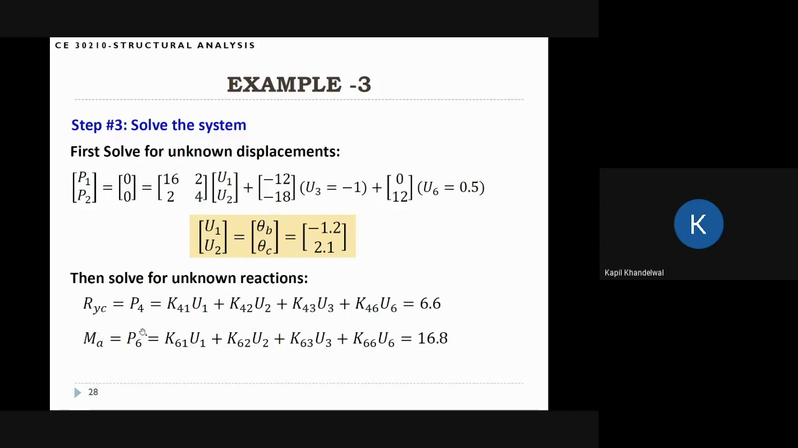And then we can just go and back substitute these displacements in the equation for P4 and P6. Those are the support reactions. So we can get the support reactions by back substitution, and this is like 6.6 and 16.8. And this is how we do the calculation in this case. And I hope that it's giving you an intuition like how to do these problems in an efficient way. So you can see that we are not really building any stiffness matrix for individual elements. We are trying to build directly the stiffness matrix of that structure, okay?